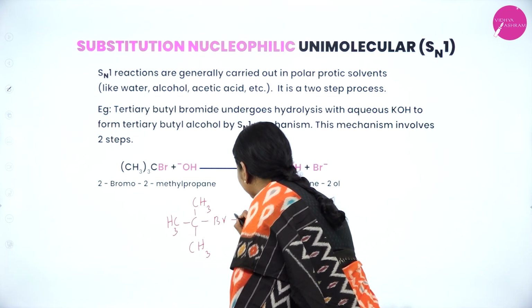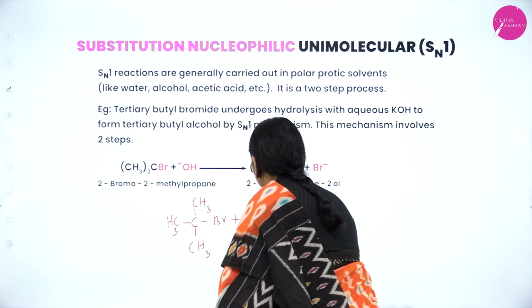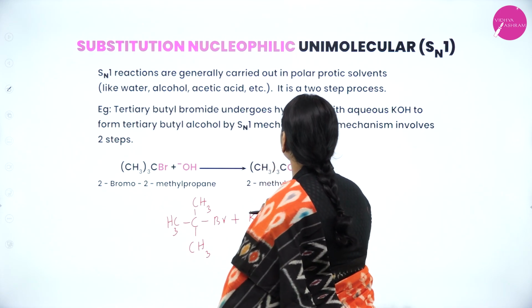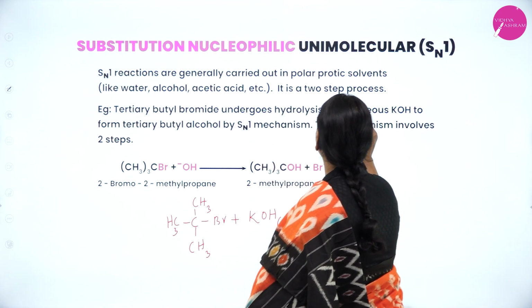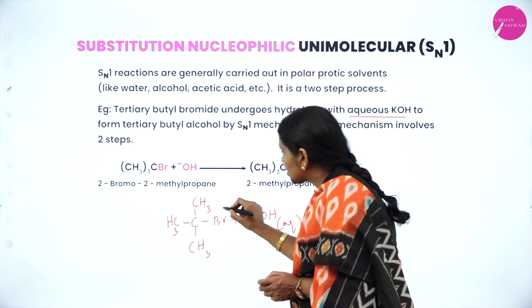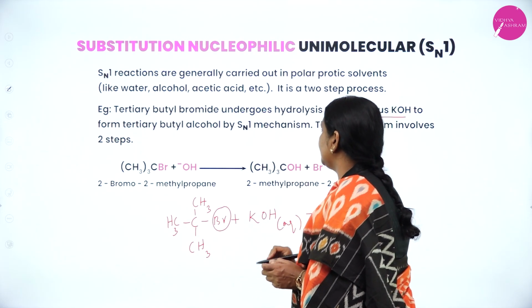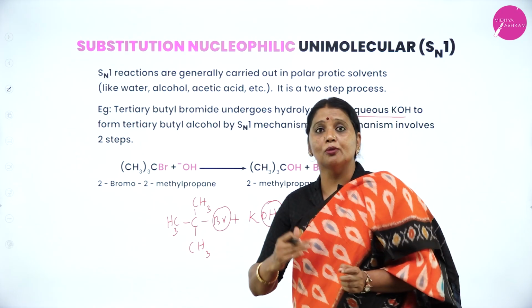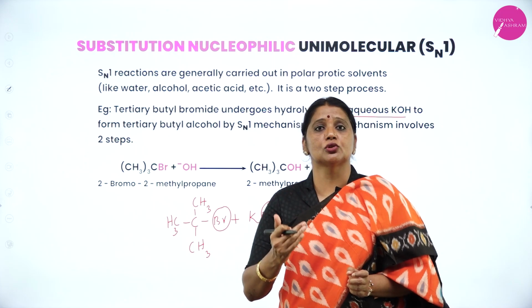Now, take tertiary butyl bromide heated with aqueous potassium hydroxide. It undergoes hydrolysis with aqueous KOH. Here in tertiary butyl bromide, which is the leaving group? Bromine atom. Here which is the nucleophile? OH. Therefore, the bromine atom is replaced by the OH group.